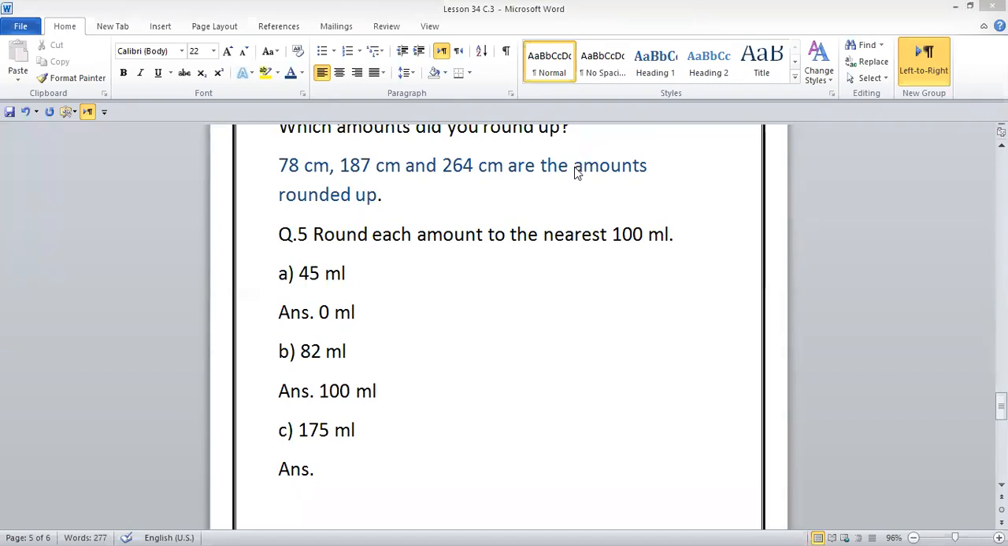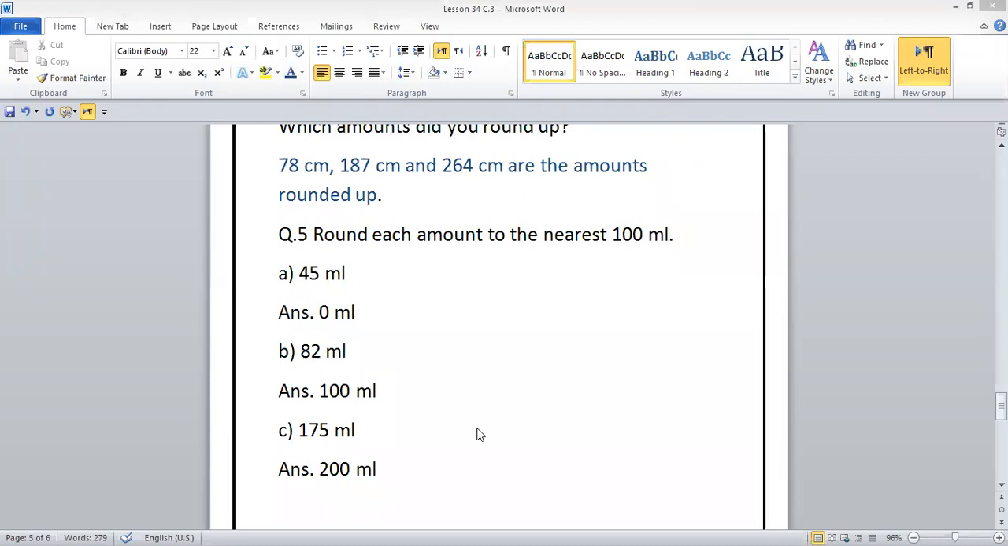200. Very good. Ahmad Usama, tell me the answer one time, okay? 175. You know 7 is greater than 5. Just add 1 to the 1. 1 plus 1 equals 2, and the other 2 digits should be 0. It will be 200 milliliter. The answer is 200 milliliter.